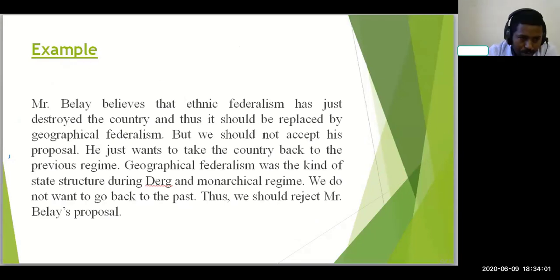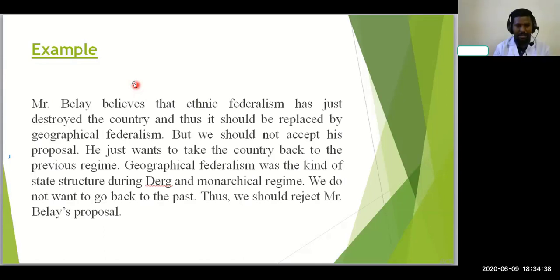Look at this example. Mr. Belay believed that ethnic federalism has destroyed the country and therefore it should be replaced by geographical federalism. But we should not accept this proposal. He just wanted to take the country back to the previous kind of state structure during the monarchical regime. We do not want to go back to the past.